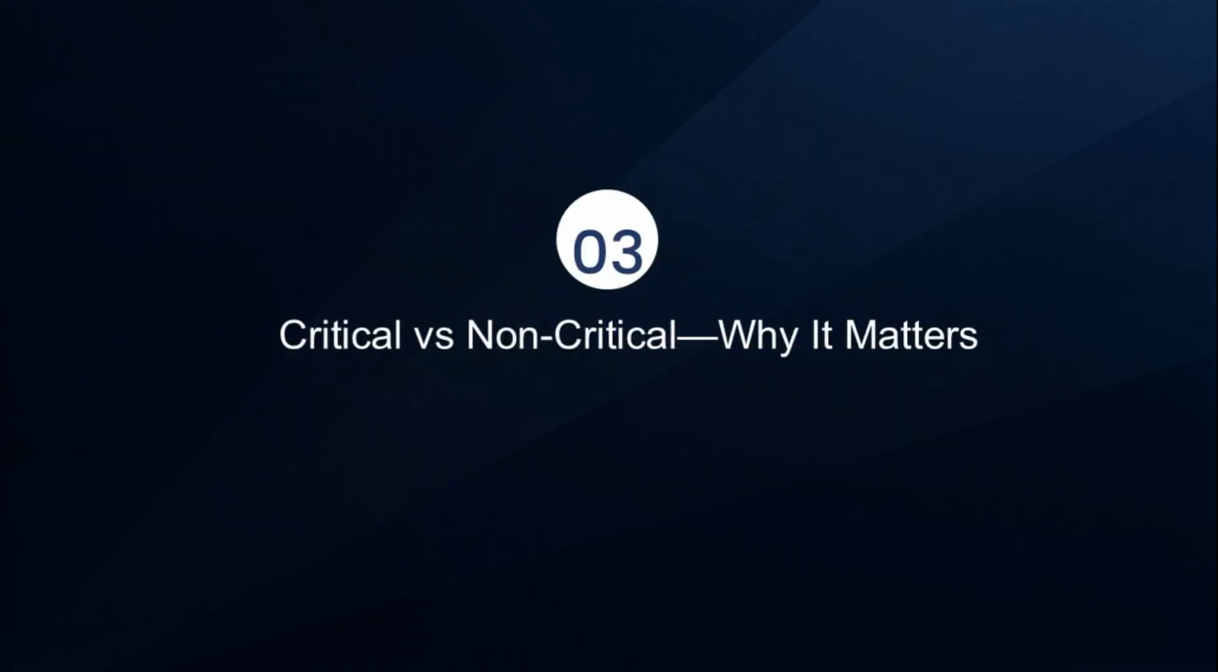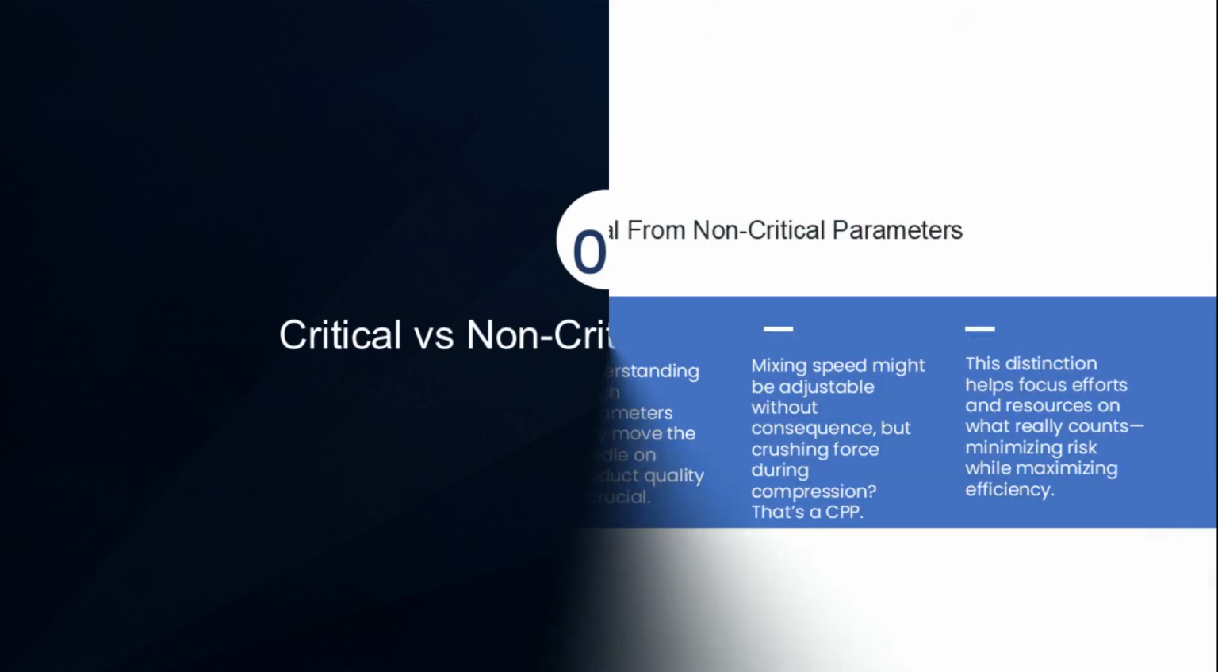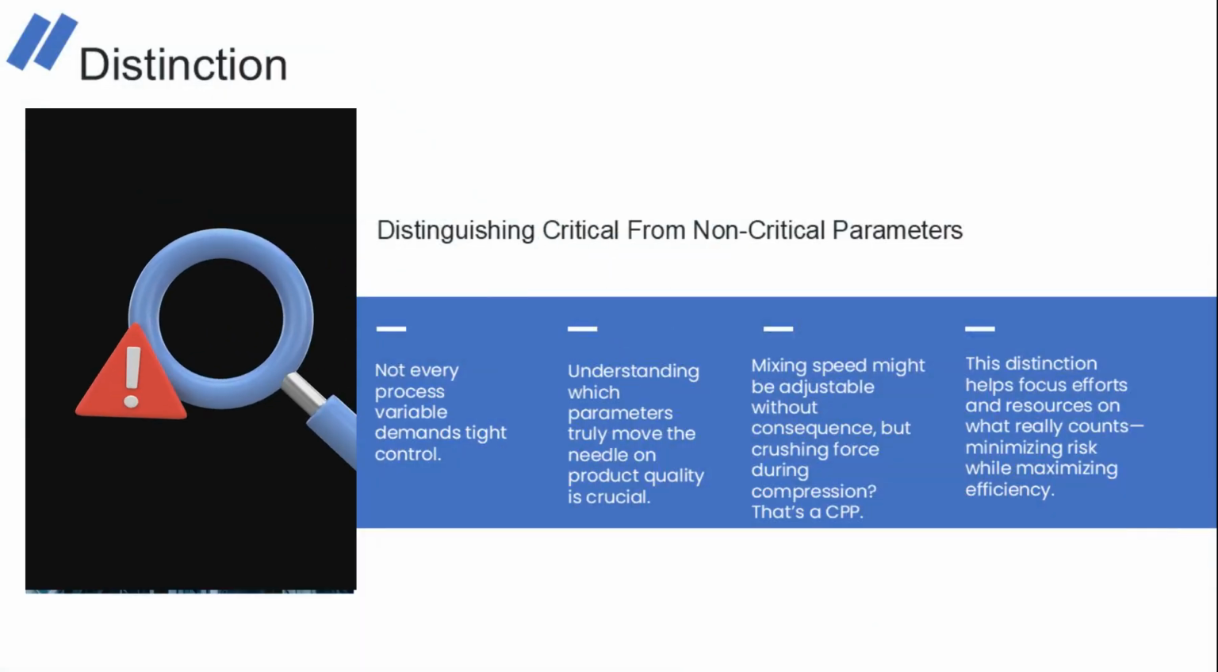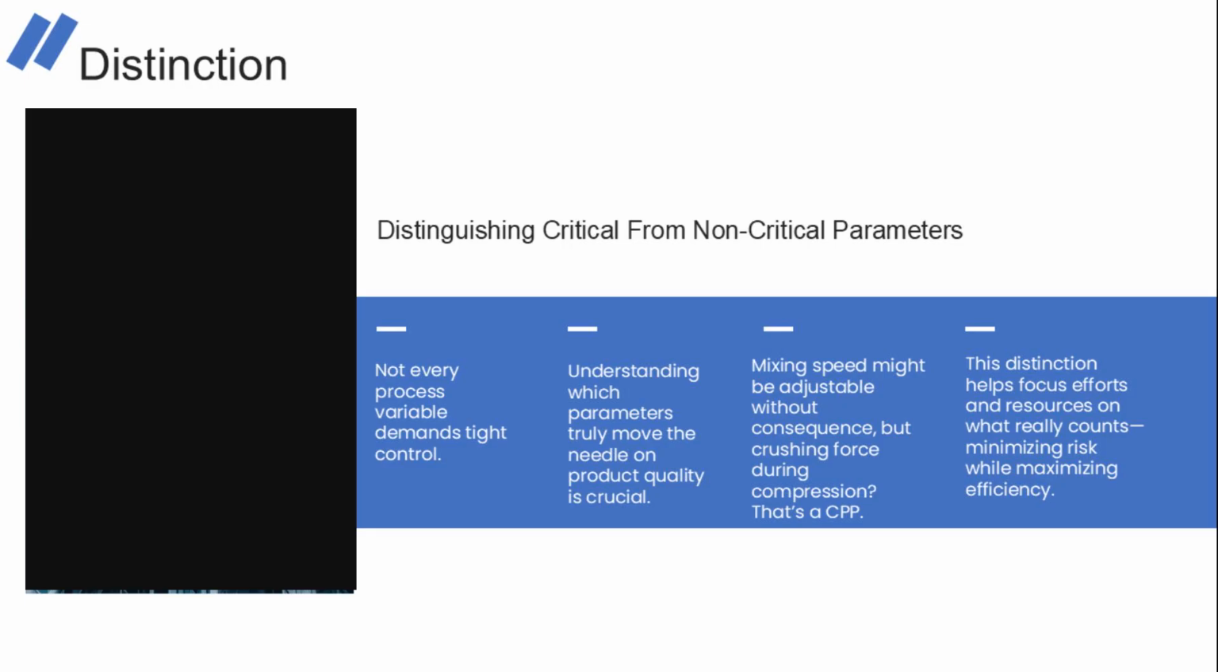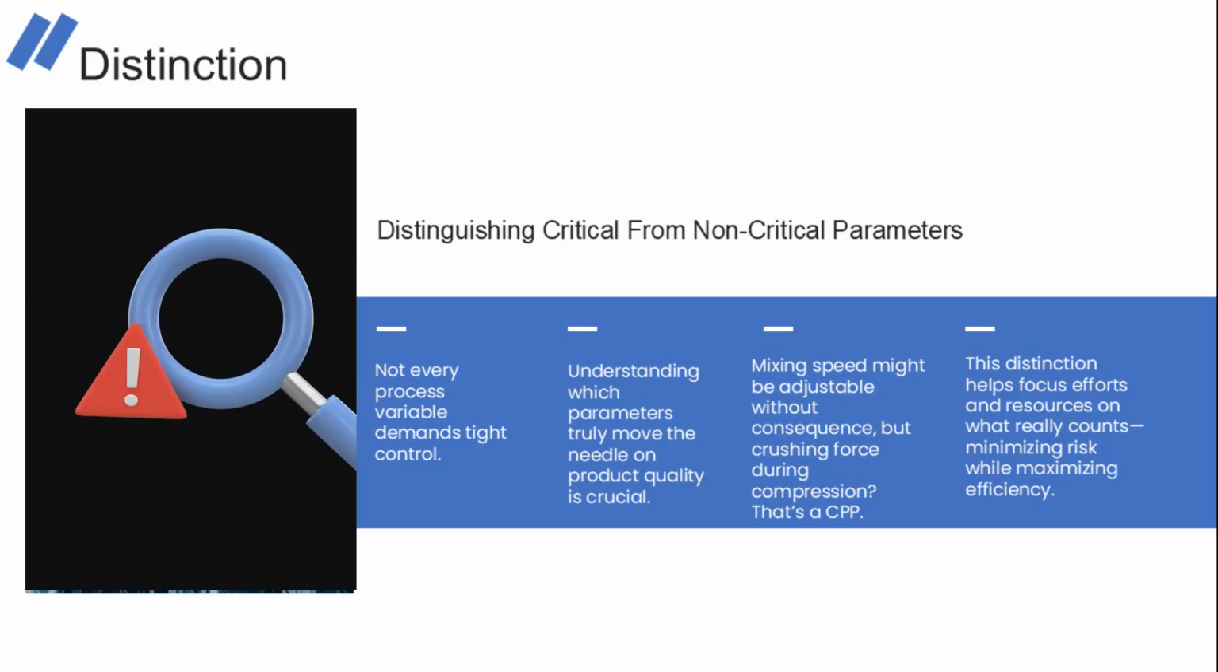Understanding CPPs in theory is important, but knowing how to distinguish them from non-critical parameters is what really allows you to focus your control efforts where it matters most. Let's dive into this next and see how to tell the critical from the non-critical. Not every process variable requires tight control. The real challenge lies in identifying which variables truly impact product quality and which can be adjusted without significant consequences.